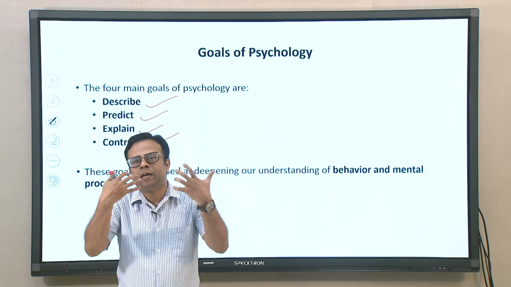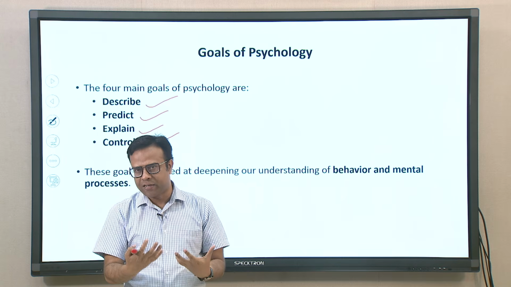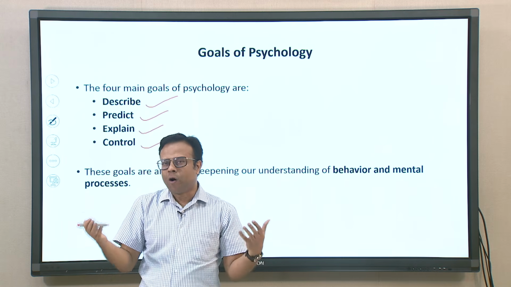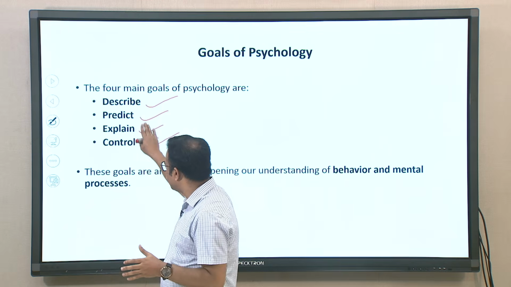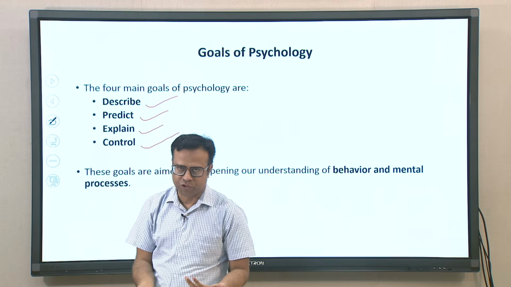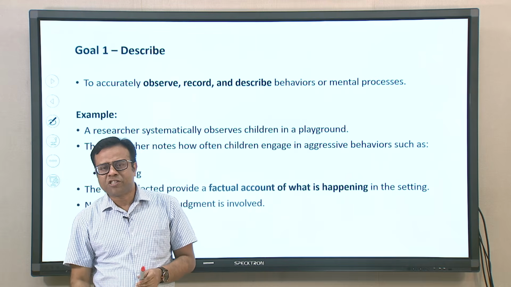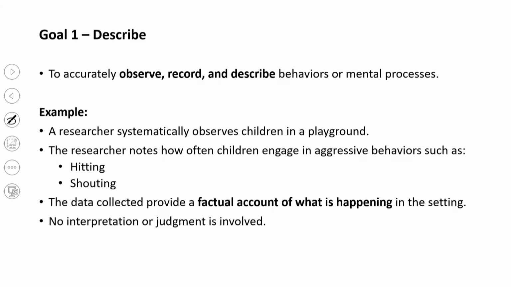If you look at any sub-discipline of psychology, any research in psychology, all this research will have at least one of these goals or maybe a combination of these goals. So, let us see what these goals are one by one. The first goal of psychology is to describe behavior, describe mental processes. Description: you see something and then describe it. So, that is the first goal.